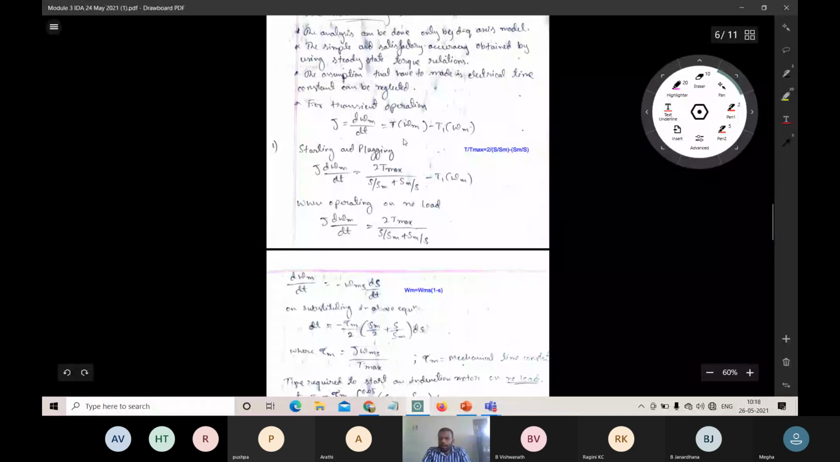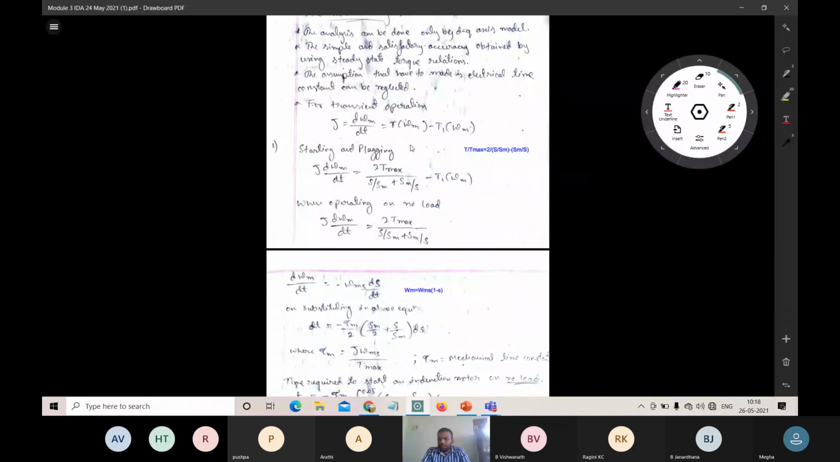T of omega m is equal to the torque at normal speed, and T1 of omega m is equal to the torque at the time when it is on load. When it is on load is nothing but with the consideration of the load. So that gives the one equation for the transient operation.